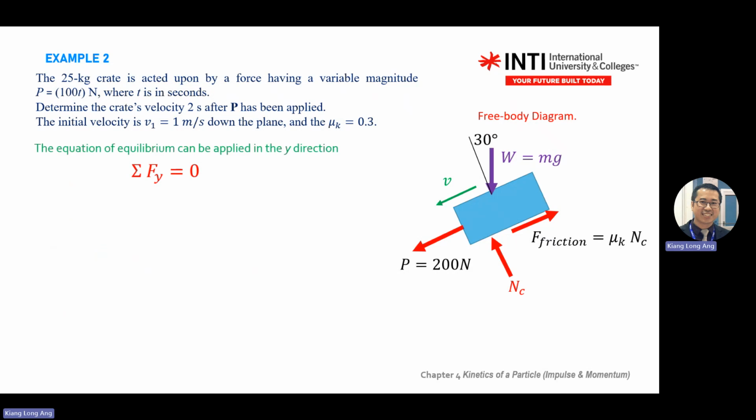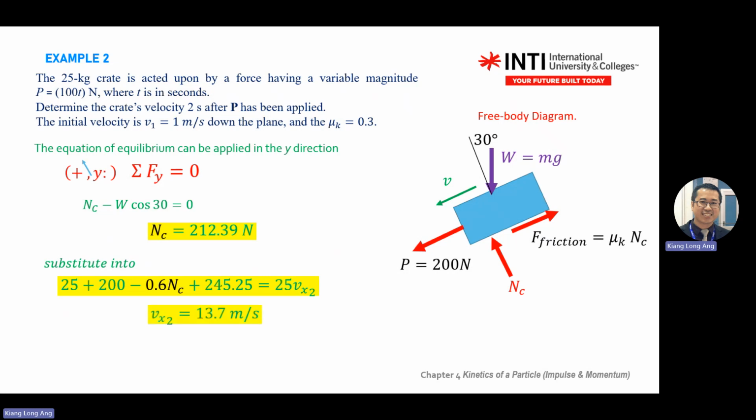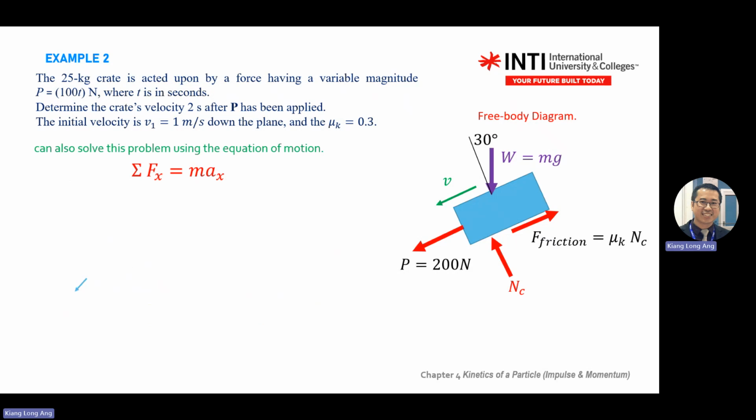Then go to Y. In this case, you try to find the equivalent in Y, okay, in the diagram. Or you can use the same principle in the Y direction. You still manage to find the normal force. So you substitute inside there, you get your V2. Okay, so this one is the chapter 2 solution steps. You can still solve with F equal to ma.